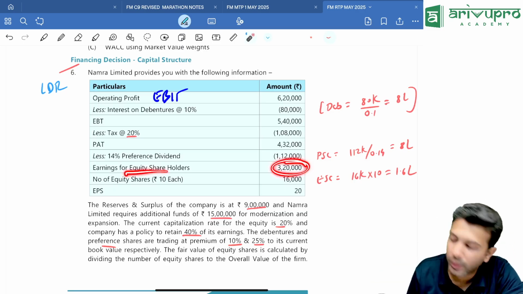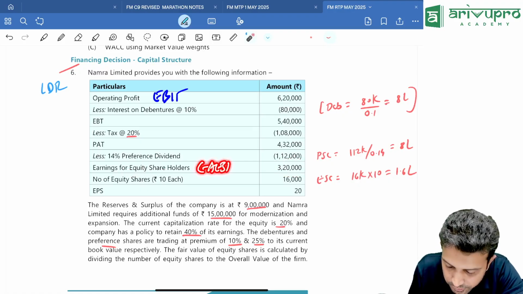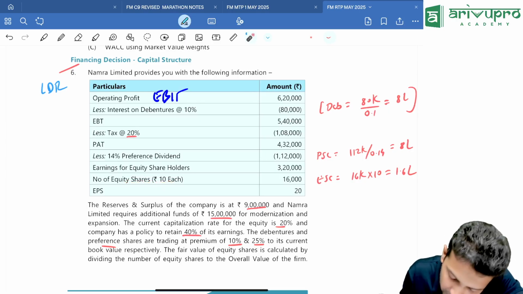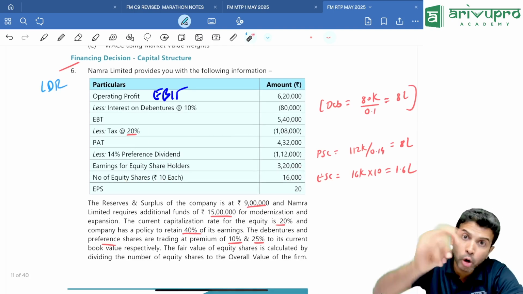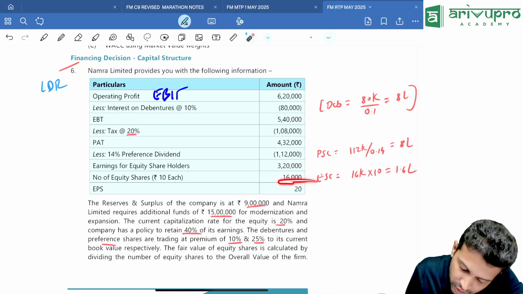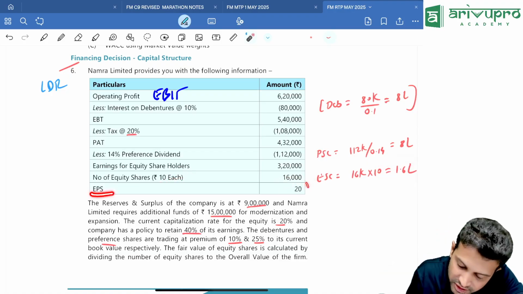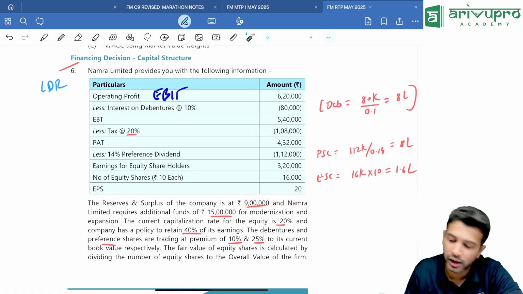Earnings available for equity shareholders is 3,20,000. This is nothing but what we call EAES. Number of equity shares, each with a face value of 10. But how many equity shares do we have? 16,000. That means what is the equity share capital? Book value of equity share capital is how much? 16,000 into 10, which is how much? 1,60,000. EPS, they've given it to be 20. Fair enough. Reserves and surplus is 9 lakh.